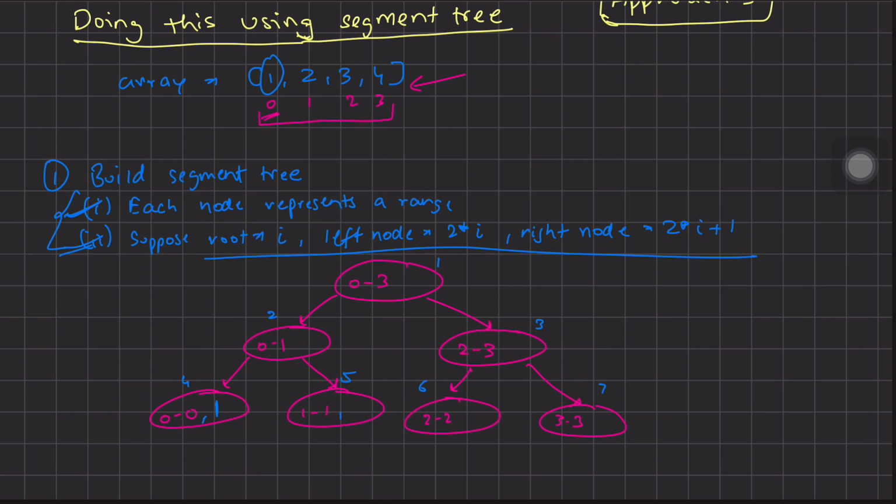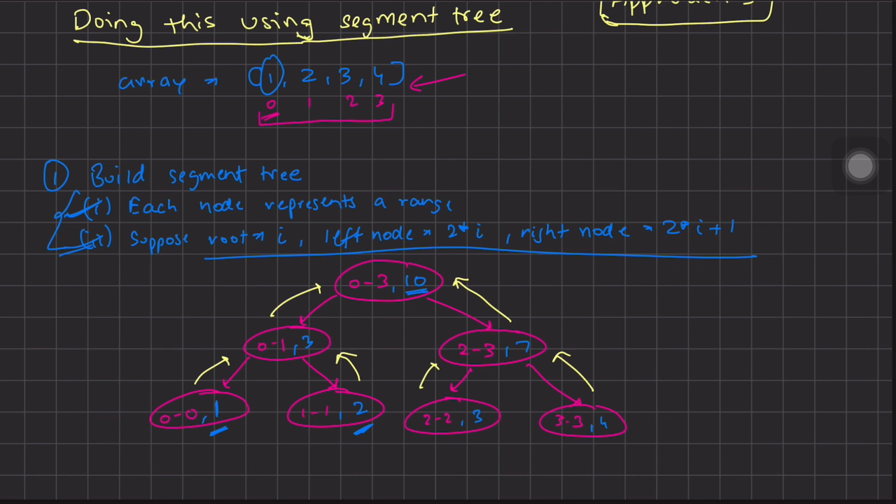Similarly, the value of 2 here, 3 here, 4 here. And then what we do is we back propagate. When we back propagate, the value is the sum we got from the left and the right. So it is going to be 3 here, and 7 here. Similarly, when we back propagate from here, we will have a value of 10. All right. So from 0 to 3, our sum is 10.